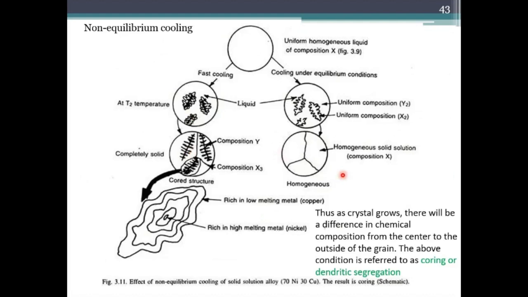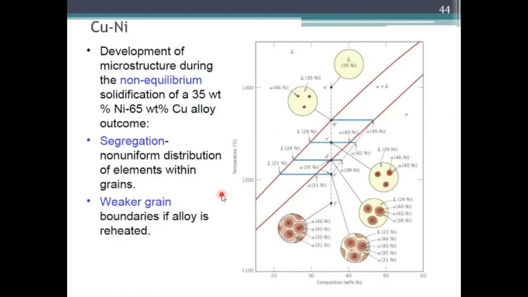As the crystal grows, there will be a difference in the chemical composition from the center point till the outside; the chemical composition itself will be changing. Usually the chemical composition within a particular alloy will not change, but in this fast cooling or non-equilibrium cooling, it will happen. Now this is another example of a copper nickel system, wherein it is being heated in a non-equilibrium condition.